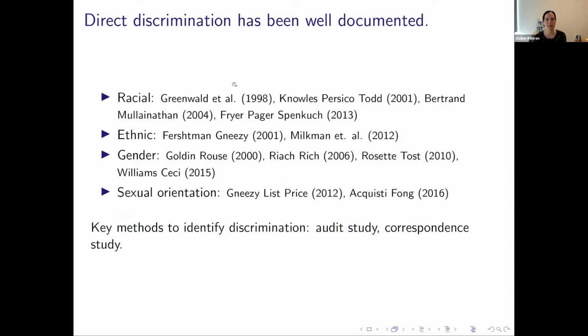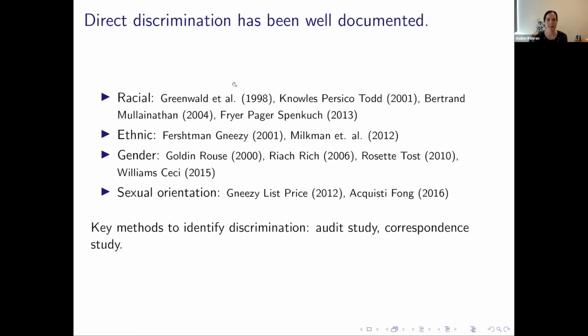So this has been well documented causally in the economics literature. We've seen discrimination along racial lines, ethnic lines, gender and sexual orientation. It's been documented in a variety of different domains: hiring, lending, criminal justice, healthcare, so on and so forth. The key method that's used to identify discrimination is often what we call an audit or a correspondence study. The issue with identification is that often you can't just compare the outcomes, say, for two different groups of workers or two different groups of, say, loan applicants, because they may have systematically different performance.